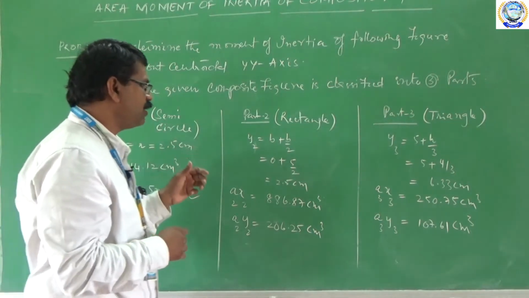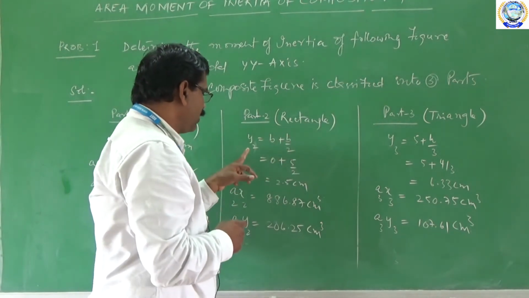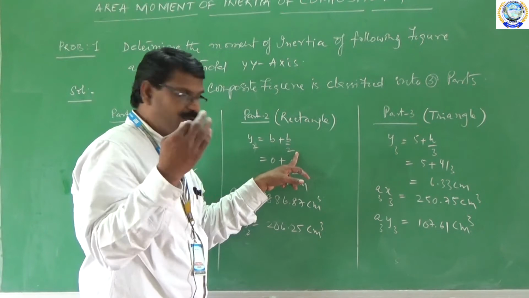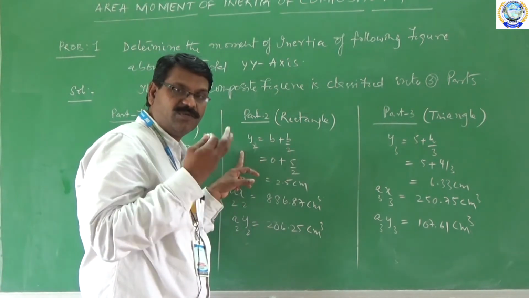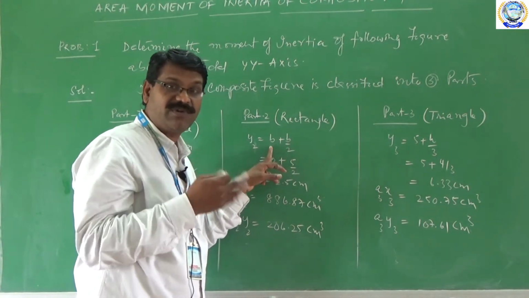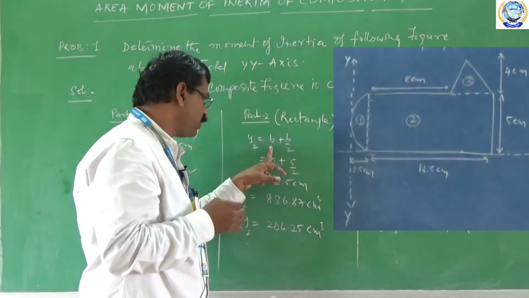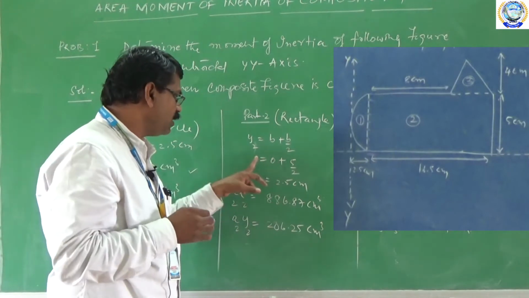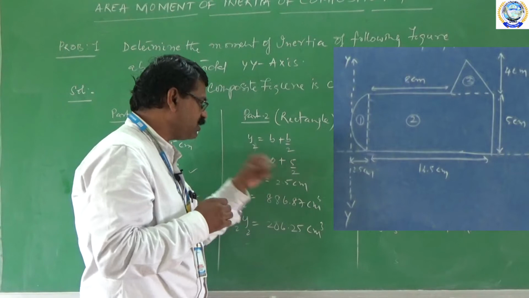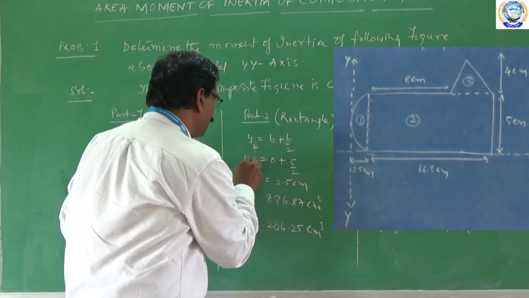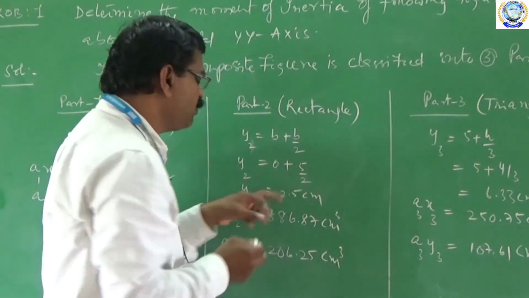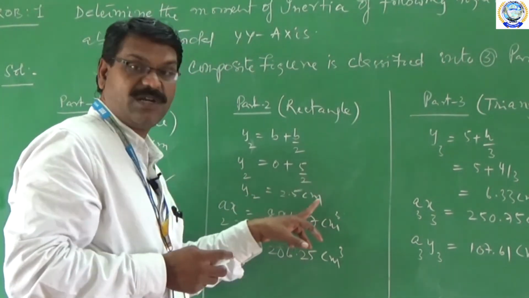Similarly, go to the second part, which is called rectangle. My y2 is equal to b plus b by 2. As I already told you, to find the y coordinates, we move from downward direction to upward direction. This first b is nothing but 0 because we don't have the previous portion. That is why b is considered as 0. And the second b represents the rectangle breadth, that is 5 centimeters. Therefore, y2 is equal to 0 plus 5 by 2. After simplifying 5 by 2, we will get 2.5 centimeters.